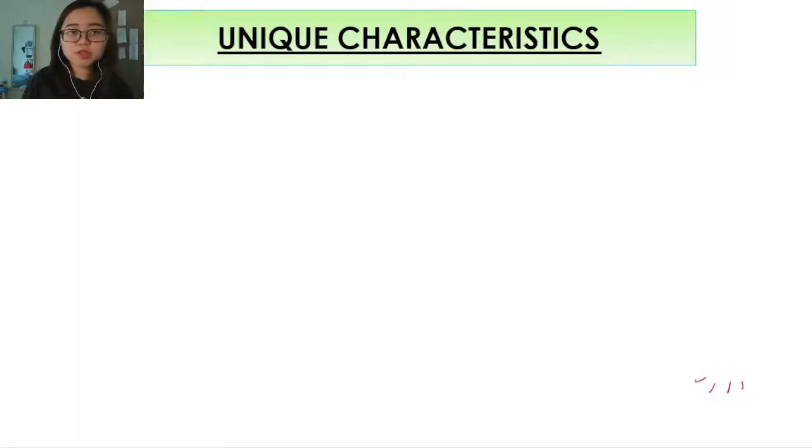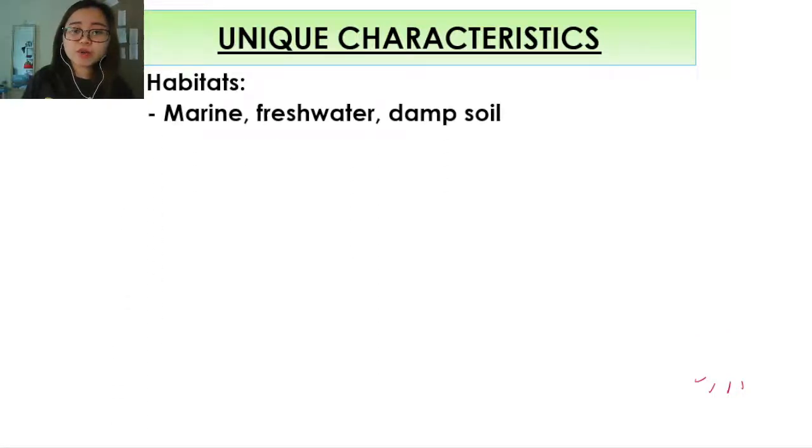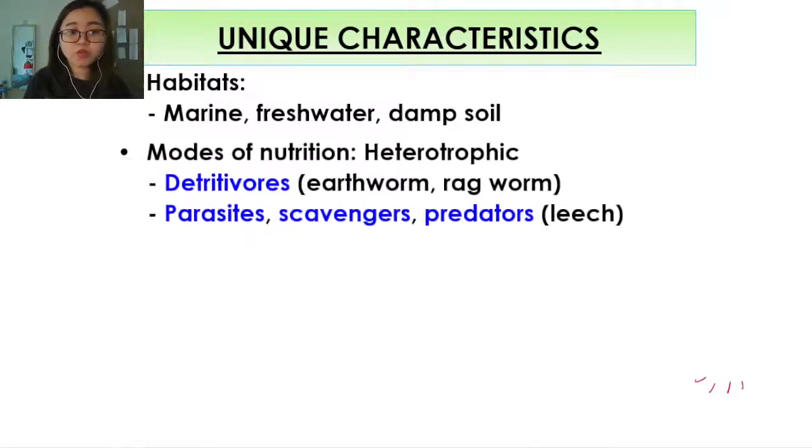When we talk about the unique characteristics, once again, it's easy to imagine one or two of the organisms in your head as we go through this list. So for this one, I'm going to keep imagining the earthworm. All right, so the habitats for annelids, they can be in marine environments, fresh water, or damp soil. Makes sense. That's where we would find different types of worms.